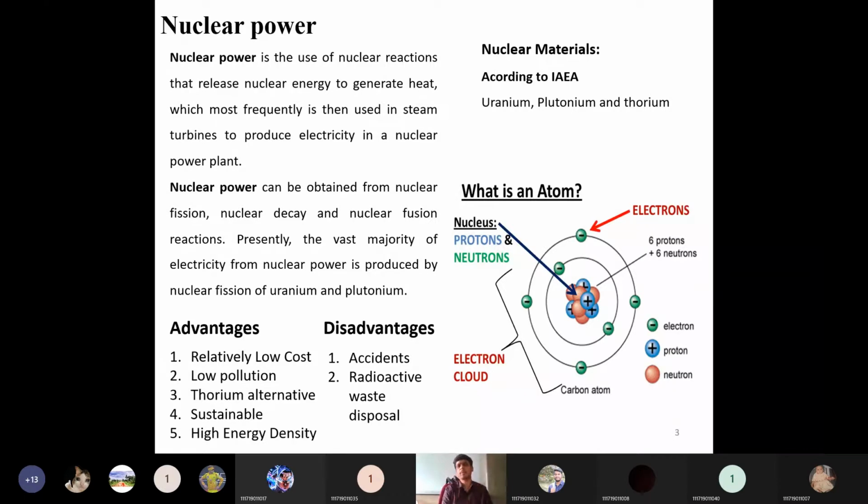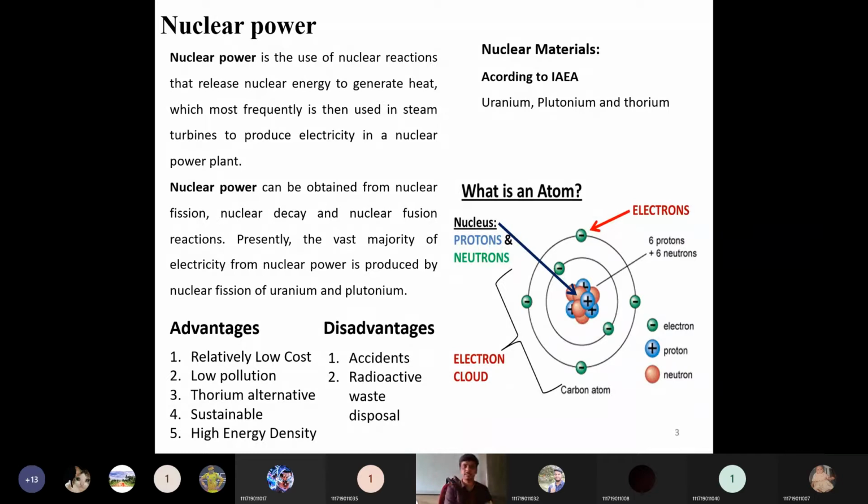So nuclear power can be obtained by nuclear fission reactions, nuclear decay reactions, or nuclear fusion reactions. Presently, the vast majority of electricity from nuclear power is generated using nuclear fission of uranium and plutonium as nuclear materials. Only fission reactions we are employing right now, whereas possibilities are there to use nuclear decay reactions also. But largely we'll be employing this fission reaction.